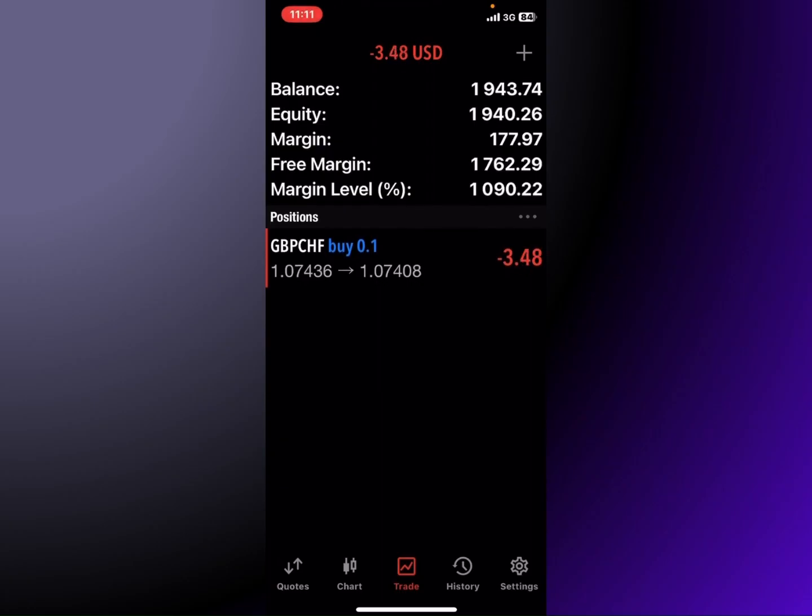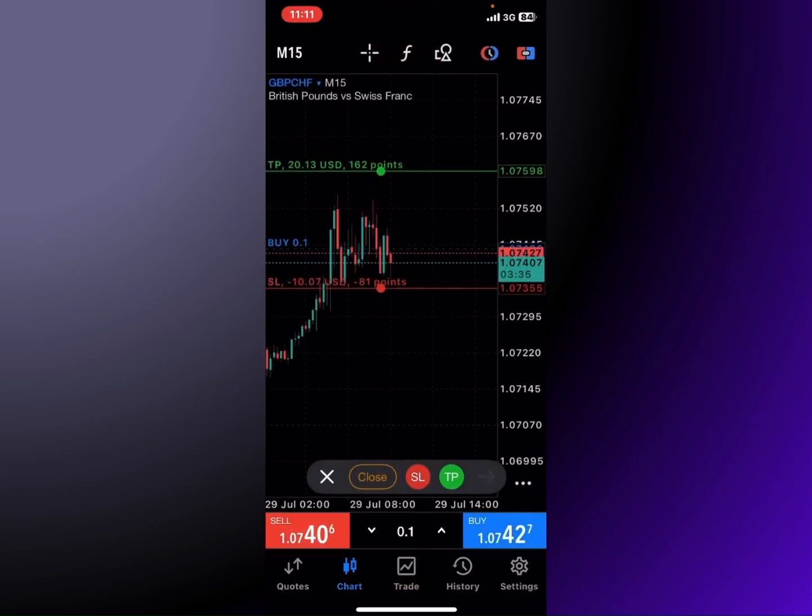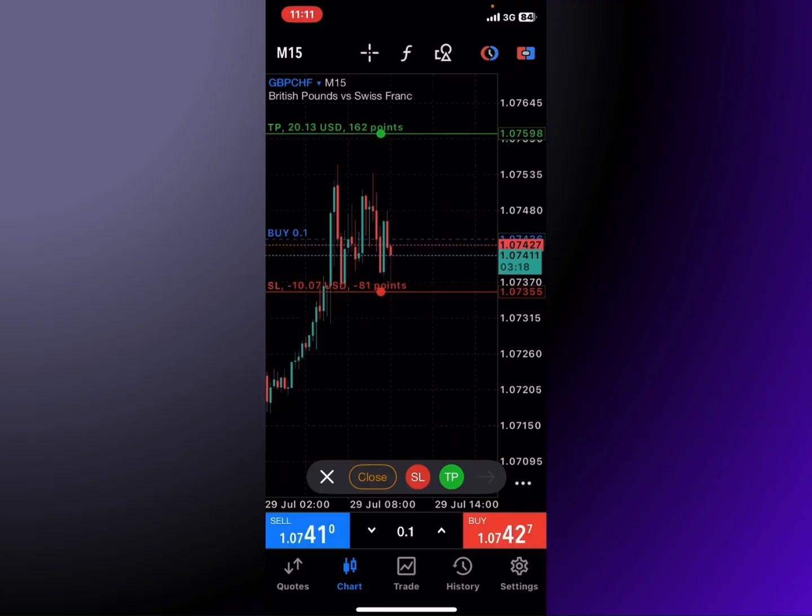Guys, you can see that I've taken a trade. This is a trade on GBP/CHF. Let me show you the chart quickly. So my SL is $10, and I'm just trying to make $20 on this trade.